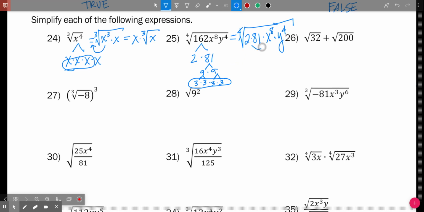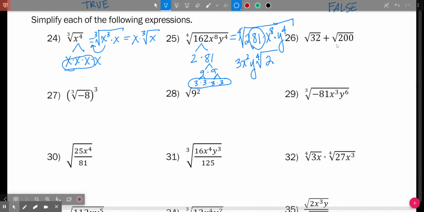So the fourth root of 81 is 3. The fourth root of x to the 8th, you divide your exponents. So 8 divided by 4 is x squared. The fourth root of y to the 4th, 4 divided by 4, is y. And my 2 has to stay inside the fourth root.